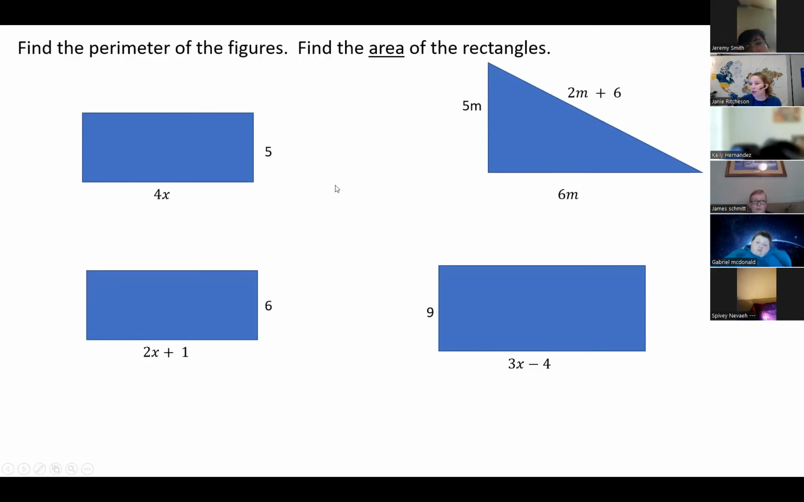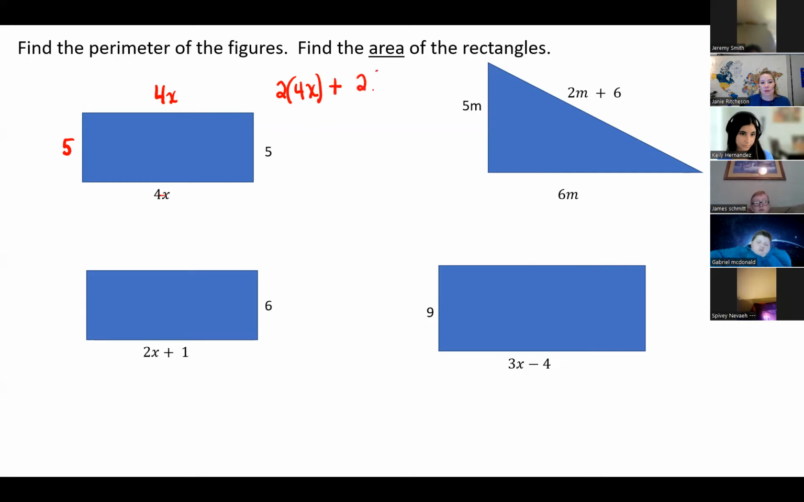All right, so now we're going to throw in some variables into the situation. Okay, so we're still doing area and perimeter. Perimeter, we're adding all the sides together. Area, we're multiplying sides together. But this time when we do perimeter, remember you cannot combine unlike terms. Got it? So let's look at this one. If this side is 4x, that means this side is 4x. If this side is 5, that means this side is 5. Okay, so when we go around the whole rectangle, we're going to double 4x. And we're going to add that to 5 doubled, right?